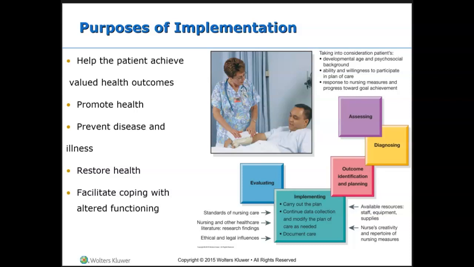So the implementation phase of the nursing process is carrying out the interventions that we created in the planning phase of the nursing process. Our goal is to help the patient achieve their desired outcomes, to help promote their health, restore their health, and to help them cope with any type of alteration in their health or their ability or function, right? And this could be temporary or sometimes permanent. So part of our job is definitely helping them cope with that, right?